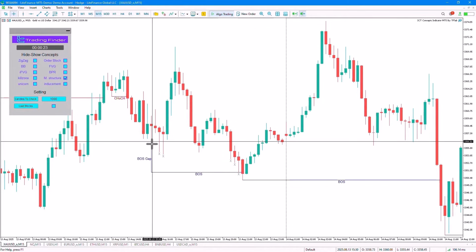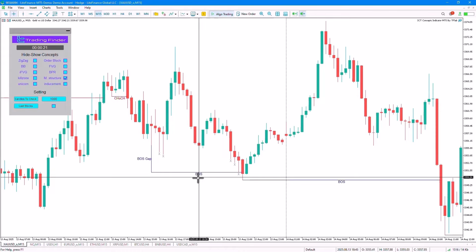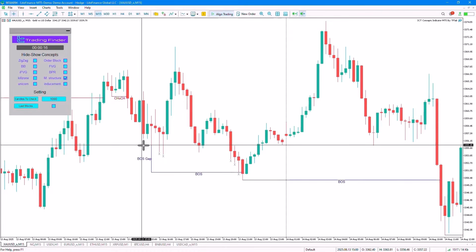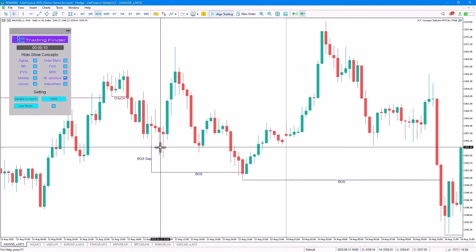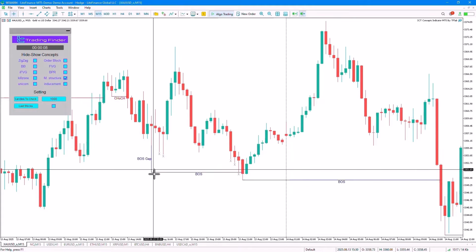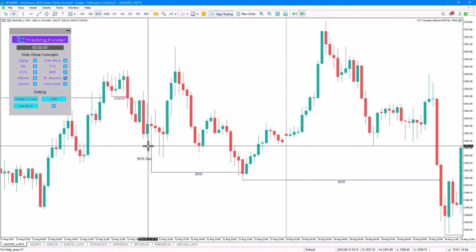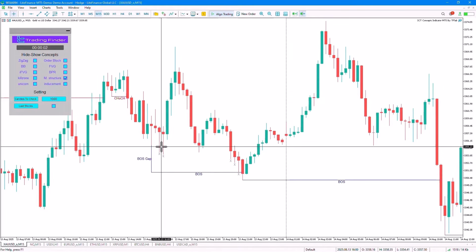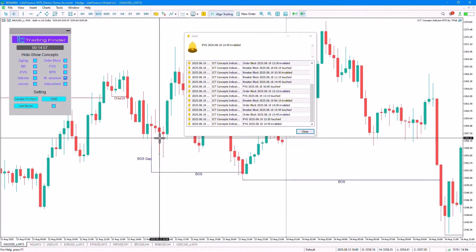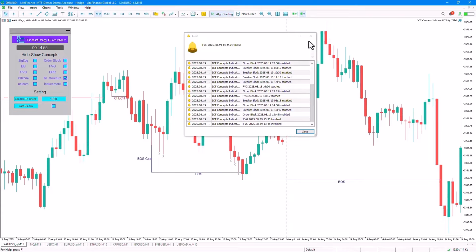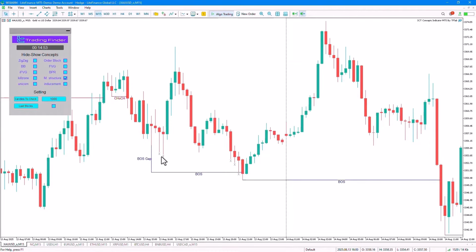Here, when a level is not broken, it is shown with a cross symbol. For example, here the low was a BOS, and if the price had managed to break this low at this point, the BOS level would have occurred for us here. But the price moved downwards and failed to break it. It then moved back up above the level. And here, a cross was displayed for us.